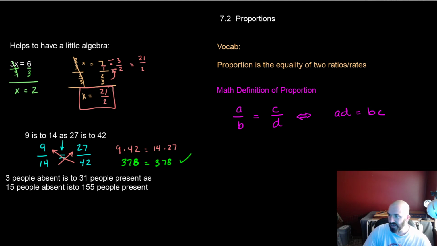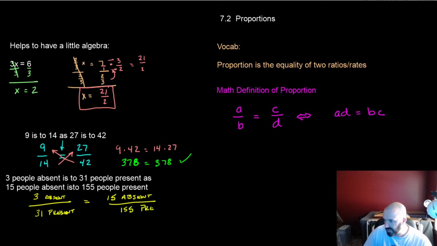All right, next little example here. 3 people absent is to 31 people present. So 3 people absent is to 31 present as 15 absent is to 155 present. Okay, so now I'm going to do this in a slightly different way because the numbers are going to get gargantuan, and I just don't feel like getting a calculator. I'm feeling very lazy today.